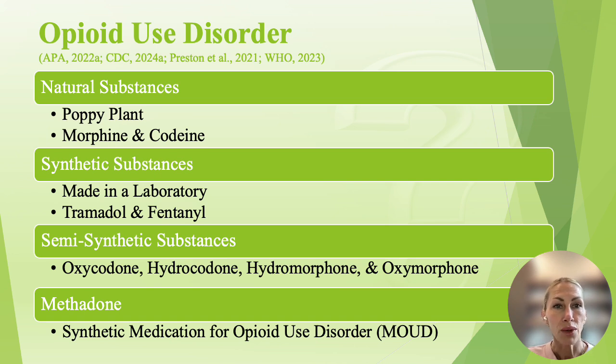There's methadone, which is synthetic. However, it is used for medication for opioid use disorder to help people reduce or stop their opioid use in a controlled and safe way. It helps reduce symptoms and the urge to use.